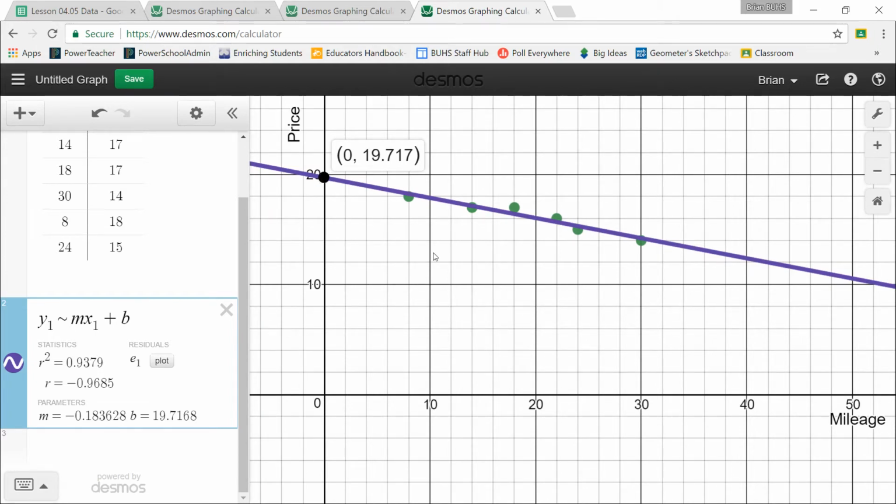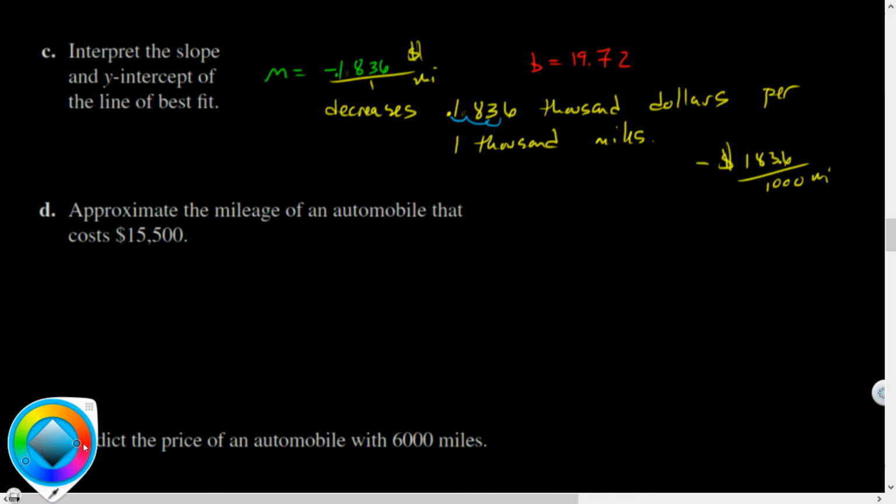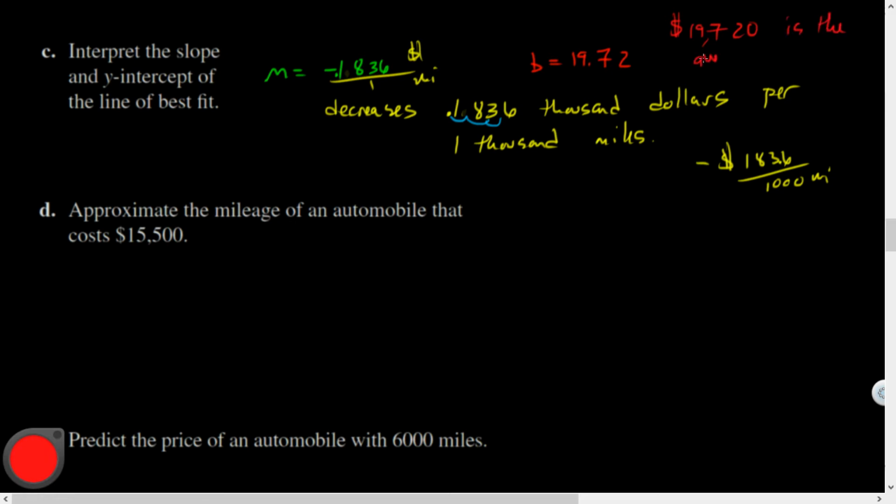That would be the price when what? What is 0? No, you might have been right. I don't think I heard. Yeah, the mileage is 0. That means the average price was $19,720 for 0 miles.